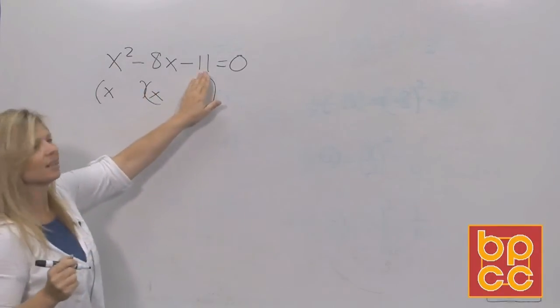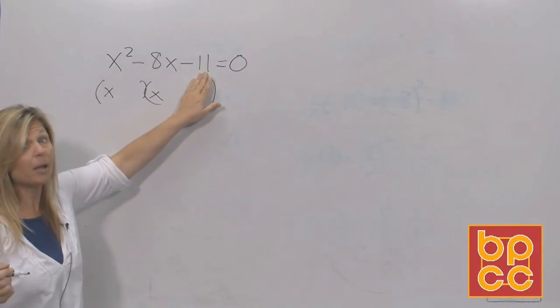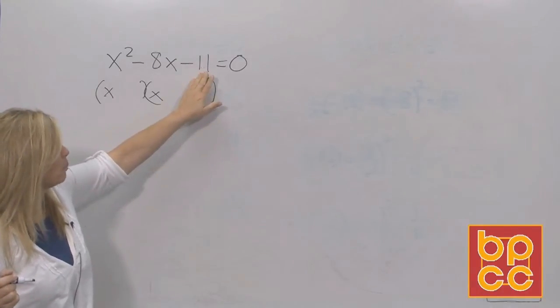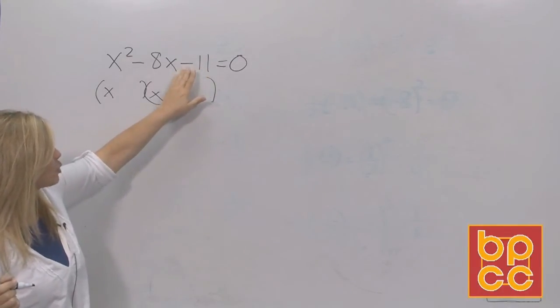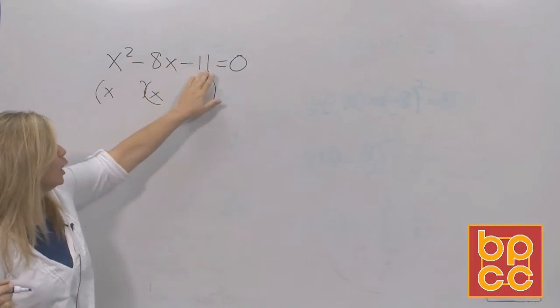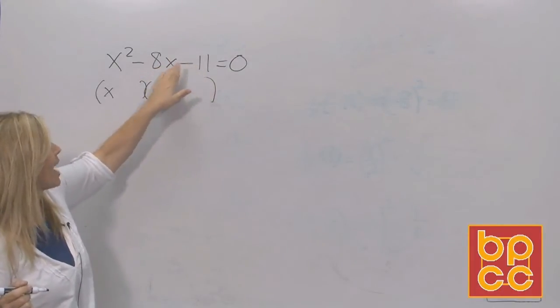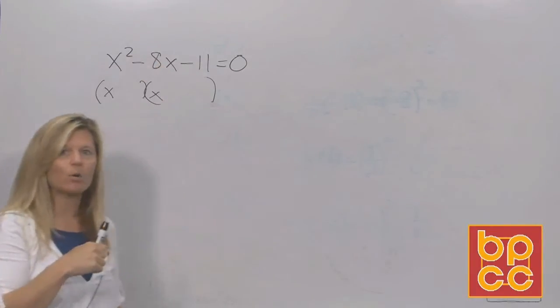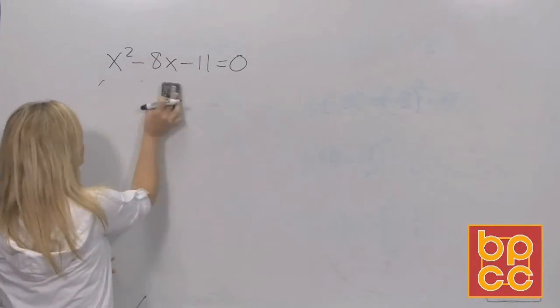The last term is 11. The only thing that multiplies to 11 is 11 and 1. But remember, it's got to multiply to this, and it's got to now subtract to what's in the middle. Will 11 and 1 subtract to 8? No. So here's an example of a quadratic equation that will not factor.